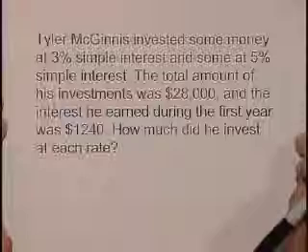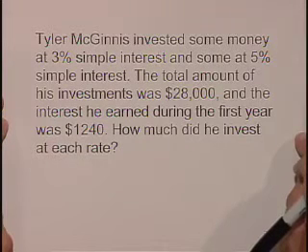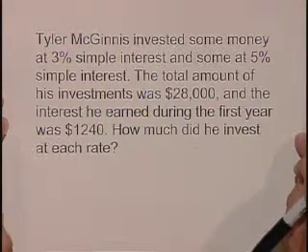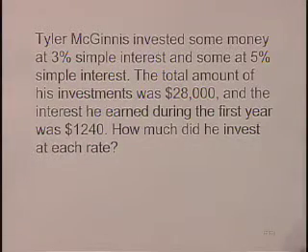Tyler McGinnis invested some money at 3% simple interest and some at 5% simple interest. The total amount of his investments was $28,000, and the interest he earned during the first year was $1,240. How much did he invest at each rate?